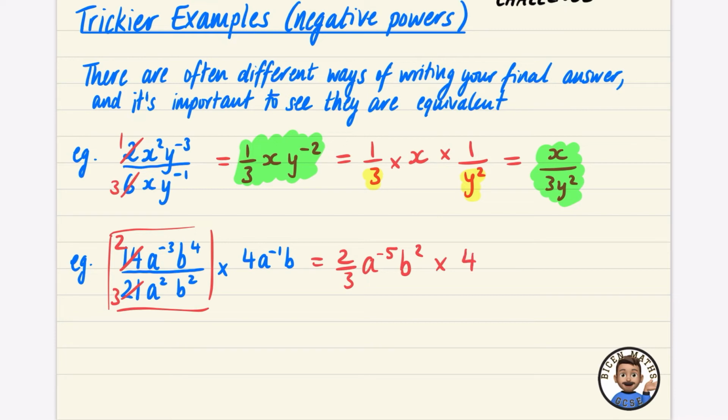And I'm still going to be multiplying it by 4a to the minus 1b. So I'm going to deal with the numbers. 2/3 times 4. 4 times 2/3 is 8/3. I've then got its multiplication, so I'm going to be adding the powers. Minus 5 add minus 1 is minus 6.